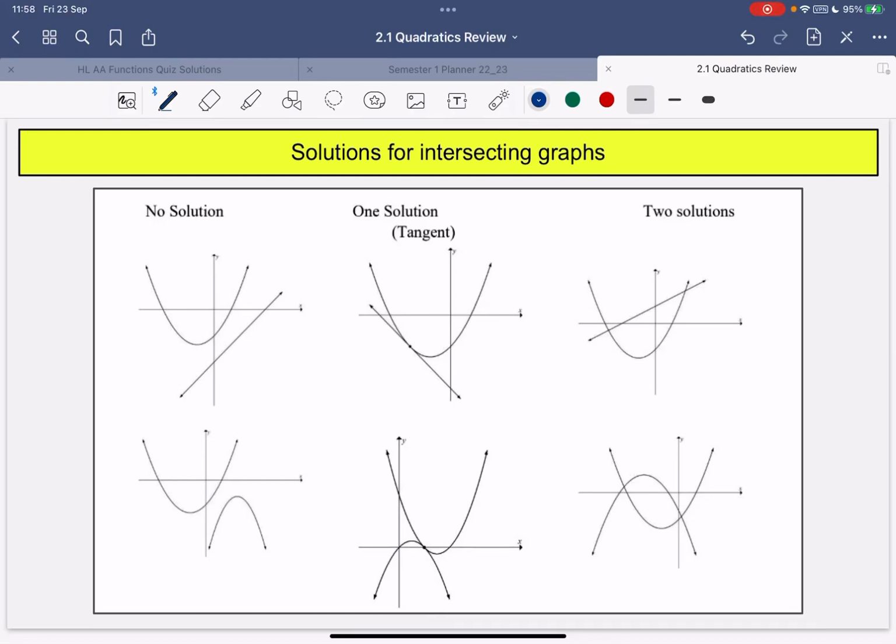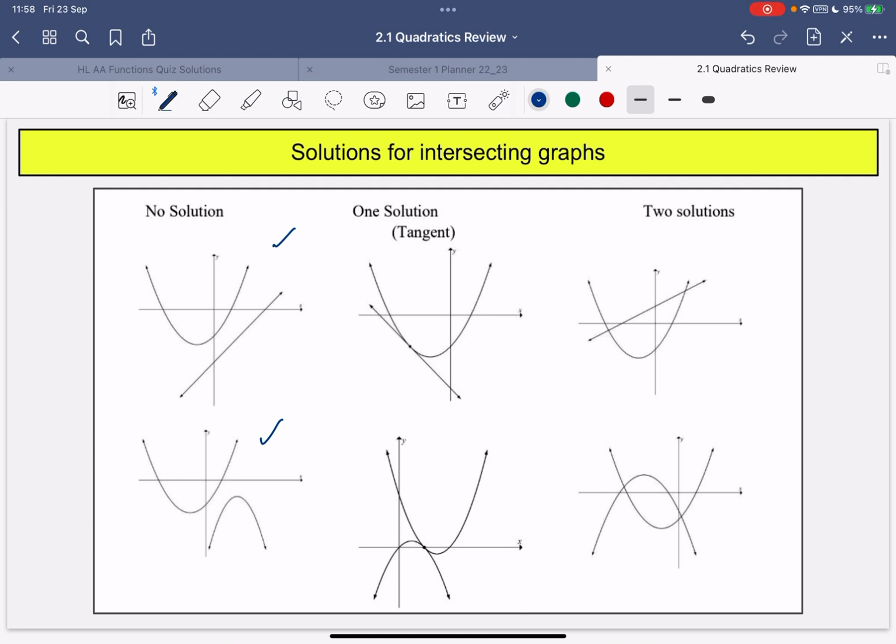Let's just go through what happens when we have a line and a curve that don't intersect. We'll actually have no solution here. So this could be two functions. We could have two quadratic functions and they may not go through each other, in which case we have no solution.